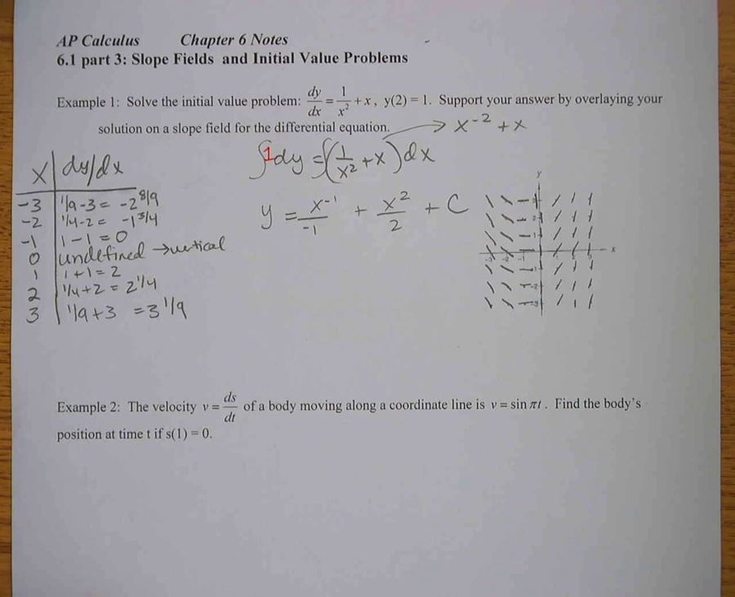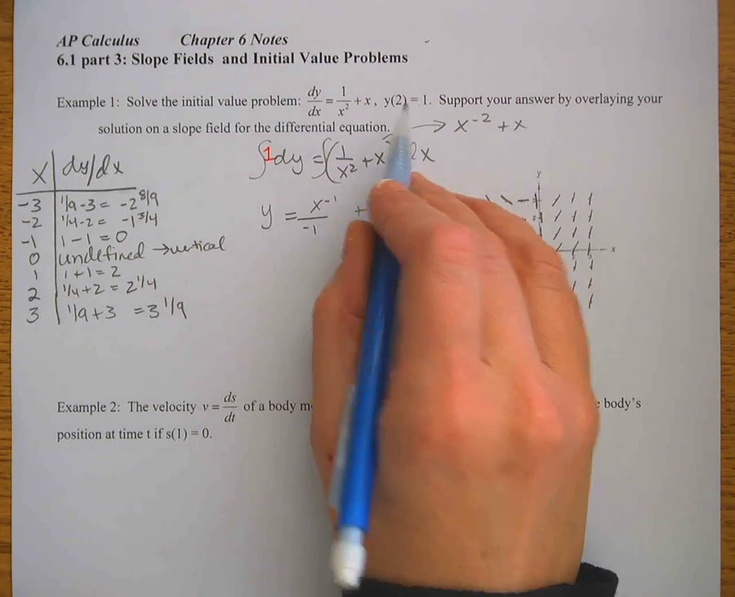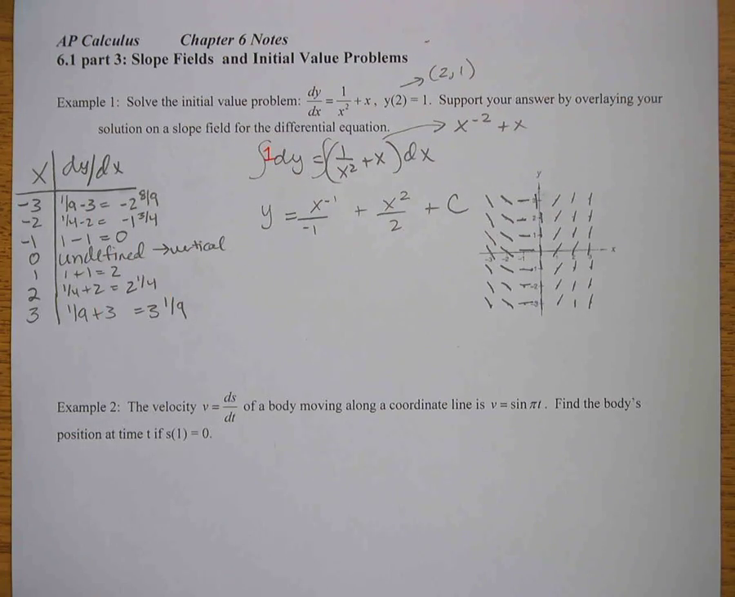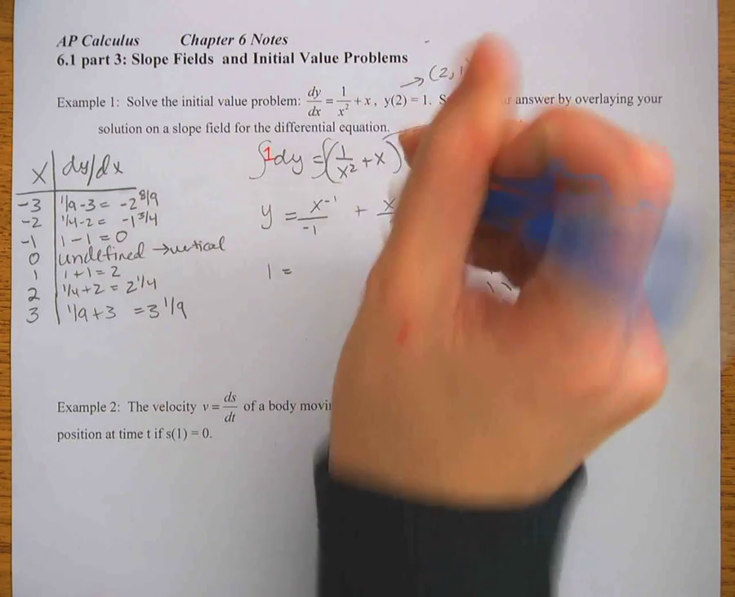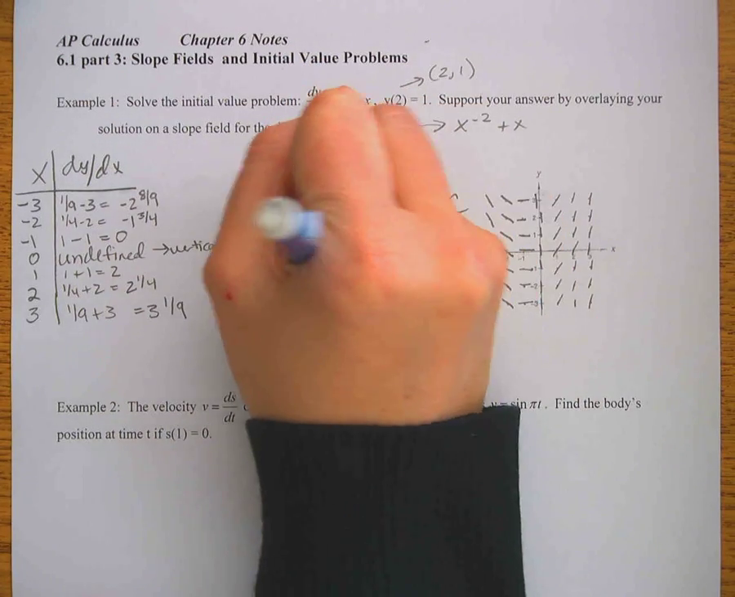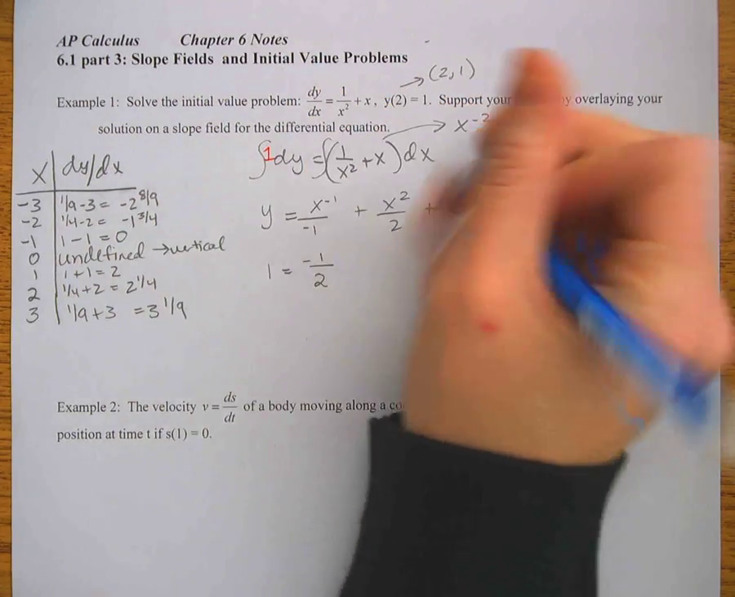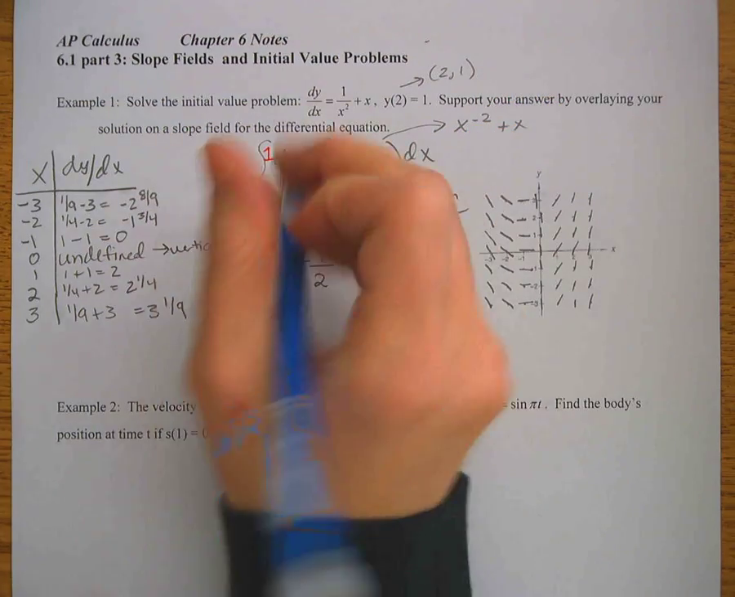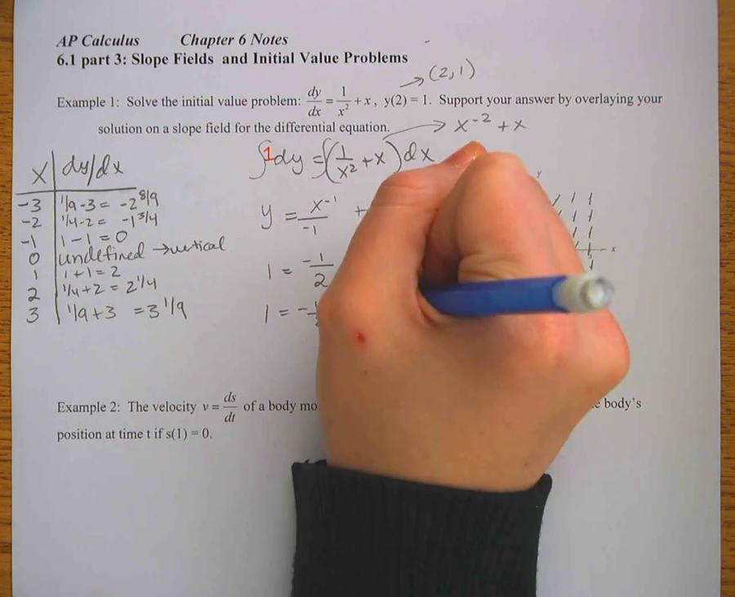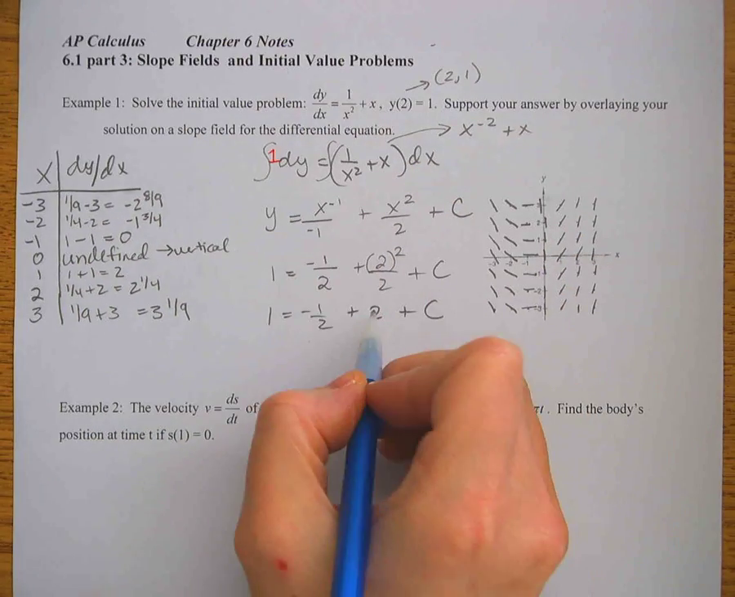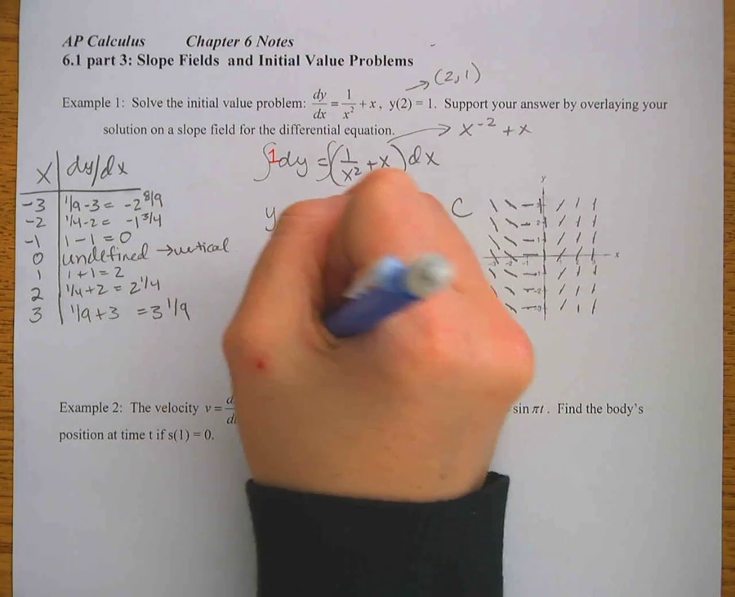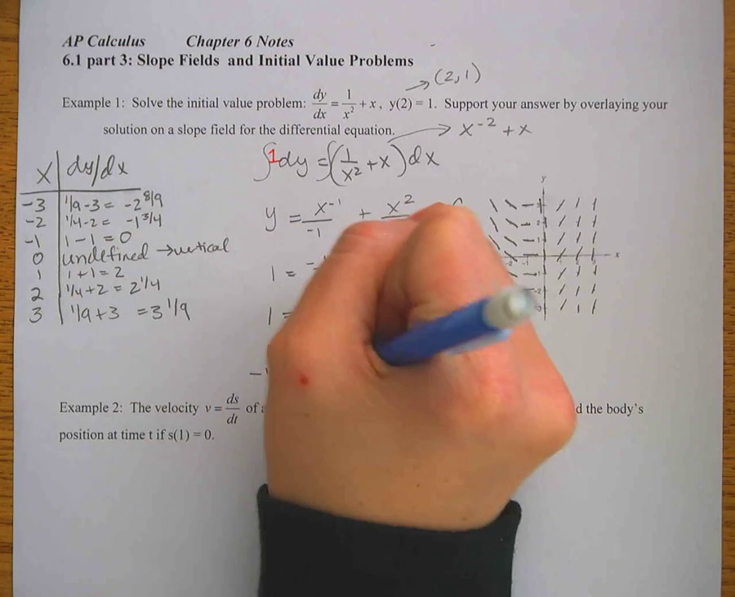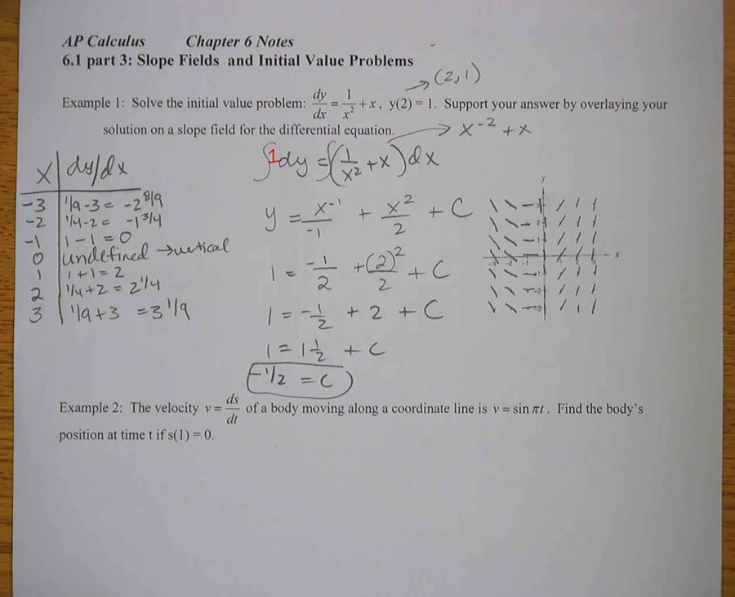Okay, so now I want to plug in the initial condition. So right here I'm given the point 2, 1. So I'll plug in 2 for x and 1 for y. And I'm going to rewrite that as -1 over 2, and then 2 squared over 2 plus c. So I get 1 equals -1/2 plus 2 plus c. So 2 minus 1/2 would be 1.5. And then 1 minus 1.5 would be -1/2. So I get that c is equal to -1/2.